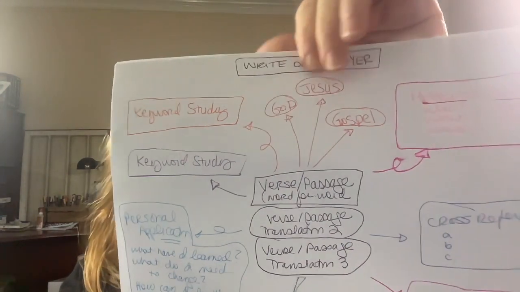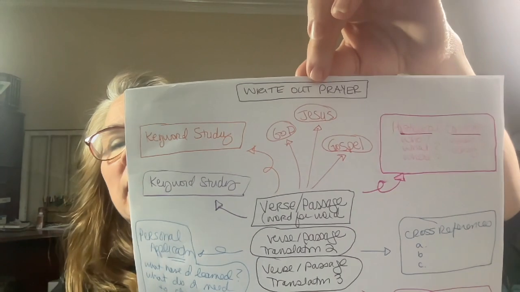So the first step is to start with prayer. Now, what I tend to do when I map is I go through and I actually write out my prayer at the top, just like a few words, a couple of sentences maybe. But you want to start with prayer anytime you get into the Word of God. So we start with prayer. That's number one. Second thing is we're going to choose a verse or passage.